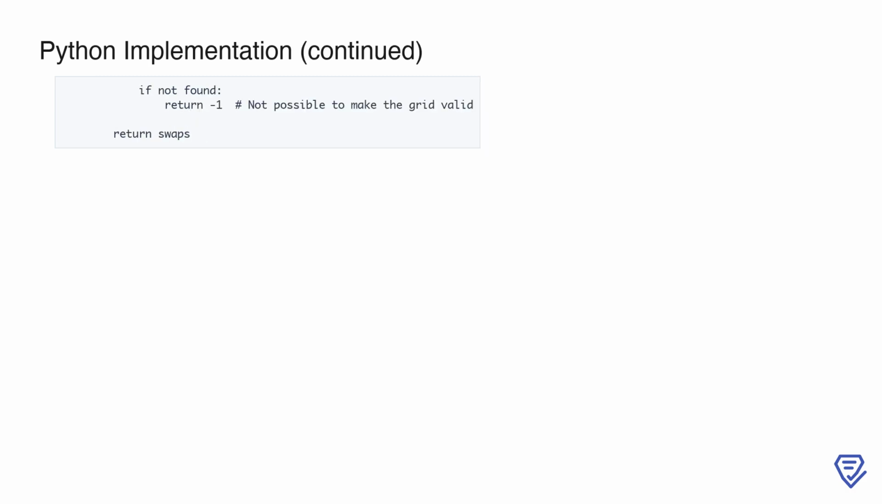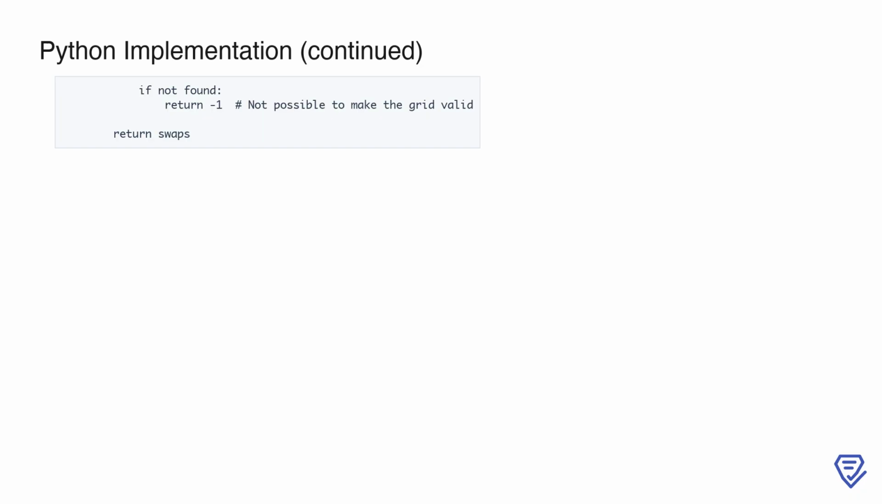If we fail to find a row with enough trailing zeros for the current target position, it means the grid cannot be rearranged to meet the requirements, so we return -1. This indicates that the task is impossible given the initial state of the grid. However, if we successfully process all rows, we return the total number of swaps calculated.